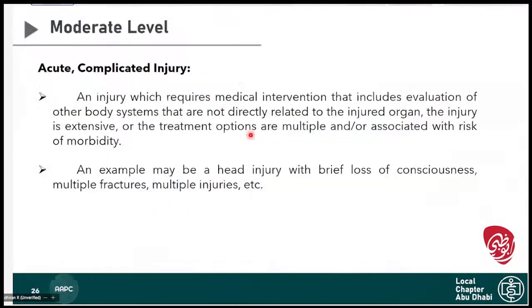So next we'll discuss acute complicated injury. A complicated injury requires additional organ evaluation also. For example, the patient has a head injury with a brief loss of consciousness, multiple fractures, and multiple injuries. Here, head injury with a brief loss of consciousness means the provider needs to evaluate the head injury, and also the additional organ, the brain, and the nervous system. What is the impact that may happen? That is the reason they always require additional organ evaluation to examine.